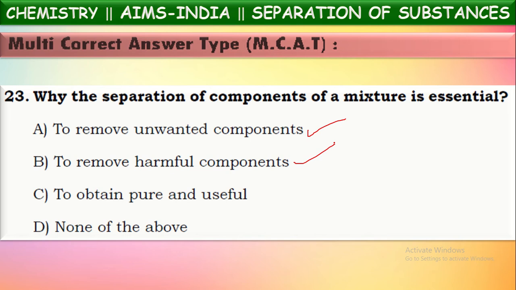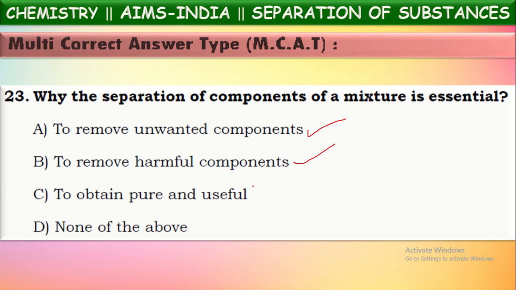To obtain the pure substance or pure and useful component. Yes, it is also one of the important causes. Suppose you take sand and some stones present in that. Actually, sand is useful for construction purposes, but stones have to be separated from that. So pure sand should be collected before using for construction. So the stones should be separated from it. So pure substance separation is important.